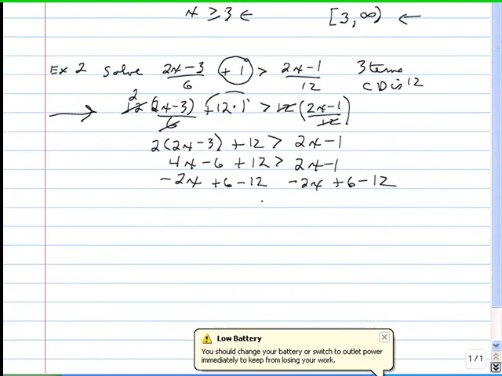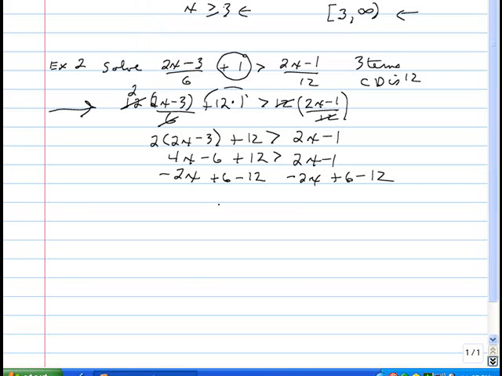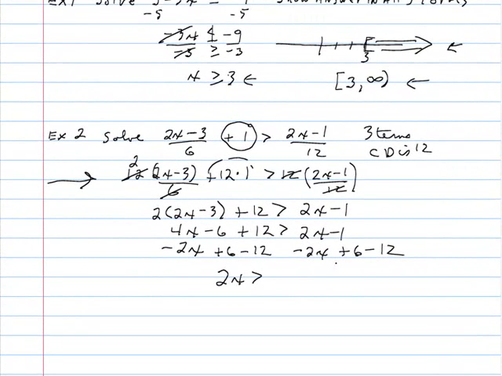And now that on this side leaves 2x, and on this side it will leave 2x minus 2x zeros each other out, so this will be negative 1 plus 6, which is 5, minus 12 is negative 7. Now, even though there's a negative there, I don't reverse the inequality because I'm not dividing both sides by a negative. I'm dividing both sides by a positive. So the 2's cancel, leaving x is greater than negative 3.5.